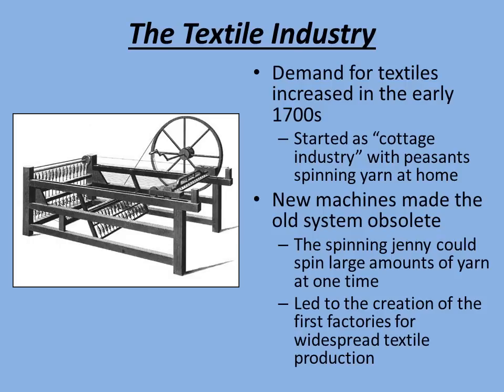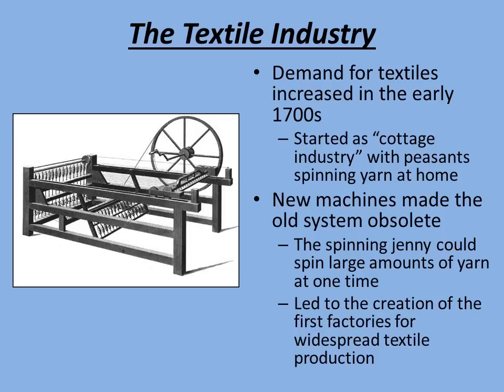So I mentioned that textiles was the first industry that really took off during the Industrial Revolution. Demand for textiles went up a lot in the early 1700s because they were getting textiles into England from India. And it started off as what's called a cottage industry, which was industry out of people's homes. And it started as something called the putting out system, where peasants would get yarn from merchants and they would spin it at their houses. They would get cotton and then spin it into yarn, I should say.